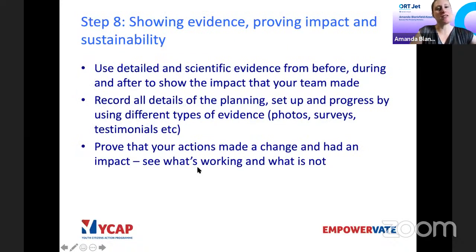Okay, step 8 is showing the evidence and maintaining the impact and sustainability. So now remember I said in the beginning, you do a baseline study. So you say, right now, this is the situation. We're starting this business. We want to do A, B, and C. This is the climate that we're in. These are the competitors that we have. These are the goals that we have. And now you come back and you say, okay, so from where we were to where we are now, what is the progress?